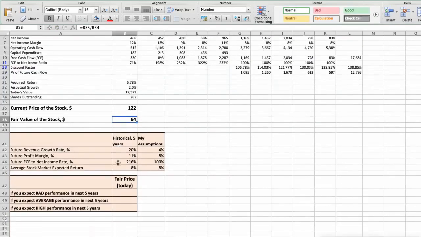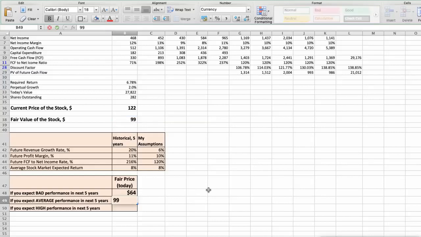Second scenario. Global Payments will have average performance in the next 5 years, and we will use the following parameters in our calculation. Future revenue growth rate would be average, 6%. Future profit margin would be average, 10%. Future free cash flow to net income rate would be average, 120%. In this case, the fair value of the stock today would be $99.